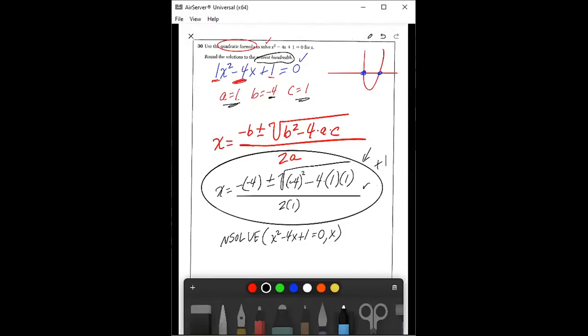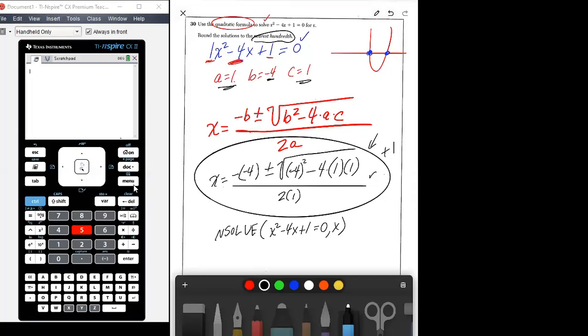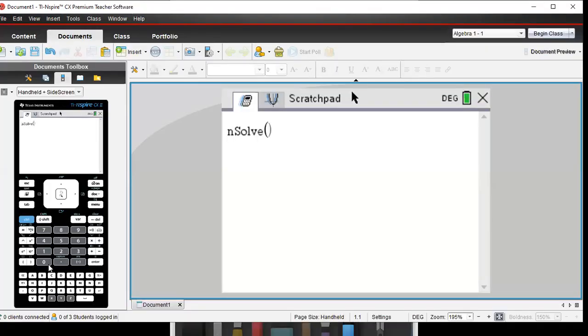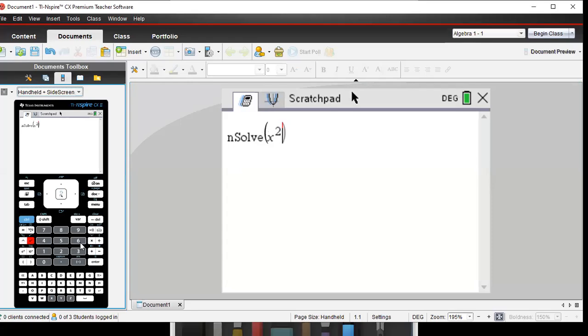So let's grab the calculator. And what we're going to do is menu 31. And then we're just going to type in the equation, the quadratic equation. So it's going to be x squared minus 4x plus 1 equals 0. And then we do comma x. Okay, now I press enter.